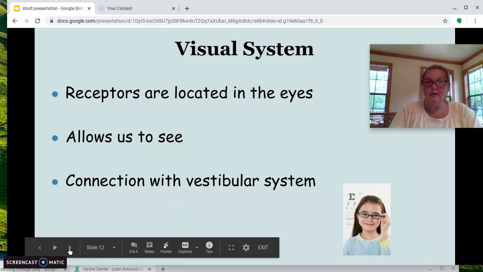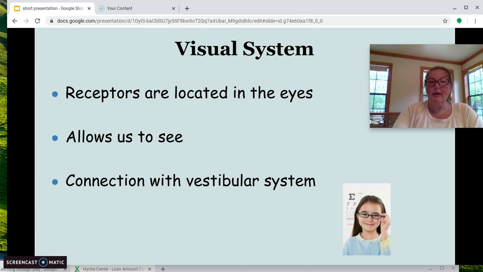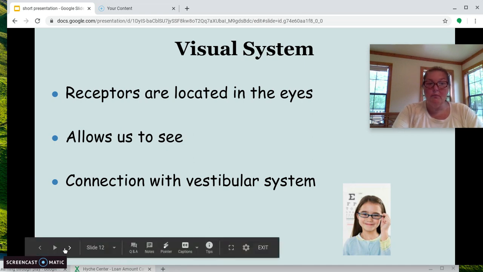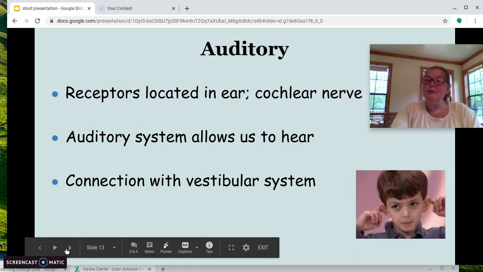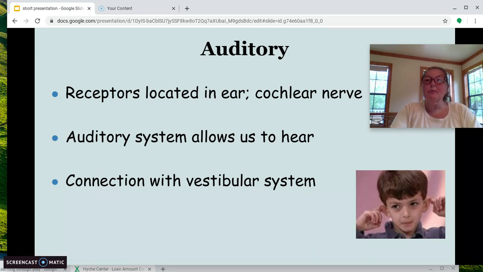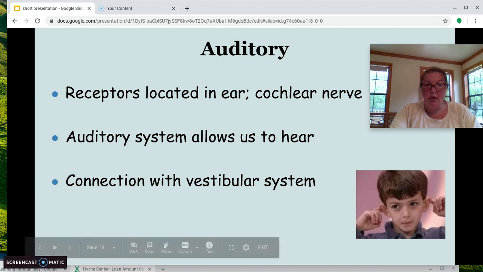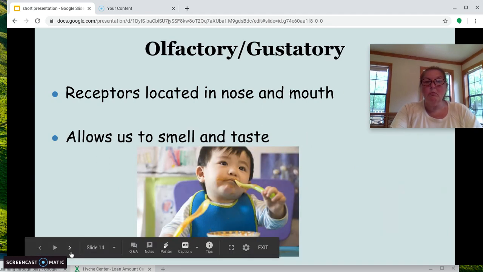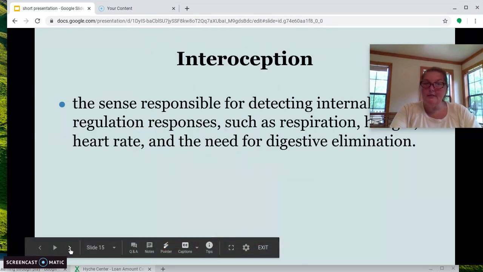Our visual system, the receptors are located in our eyes, and it allows us to see. Our auditory system is our sense of hearing. It is also connected to our vestibular system simply because the receptors are located in our ear as well. Our olfactory system is our sense of smell, and our gustatory system is our sense of taste.